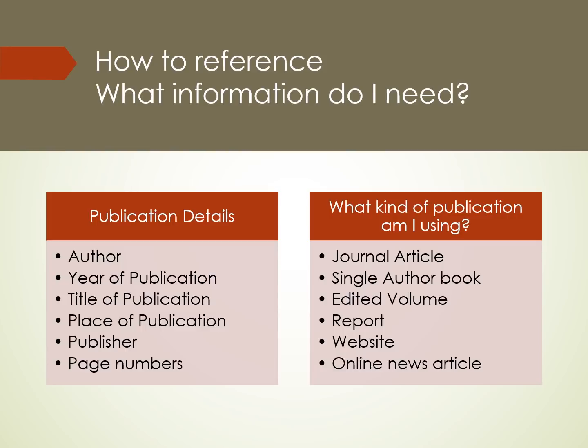But it also differs between sources. So the kind of information you need to record for a journal article will be different to that which you need to record for a book or an edited volume, a report or a website. But generally speaking, you'll need to record the author, the year of publication, the title, place of publication, publisher, and often also the page numbers of where you're taking your information from.